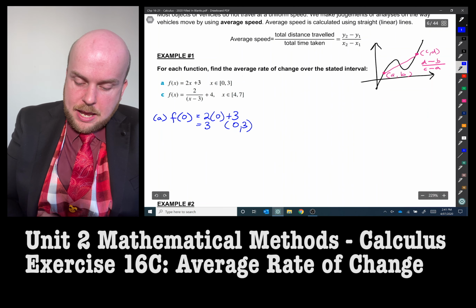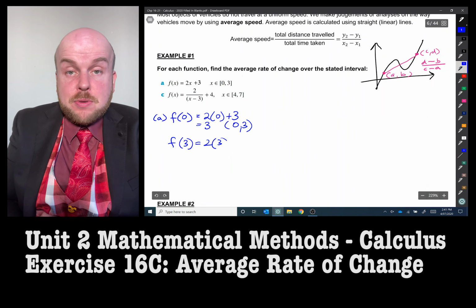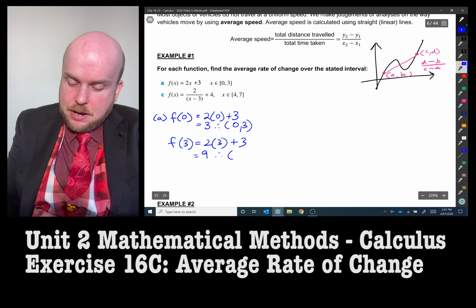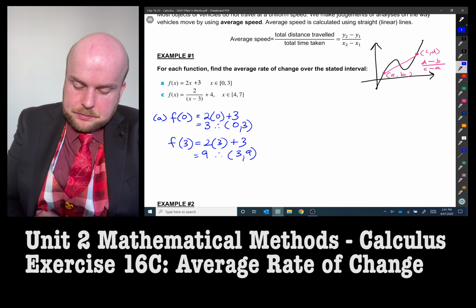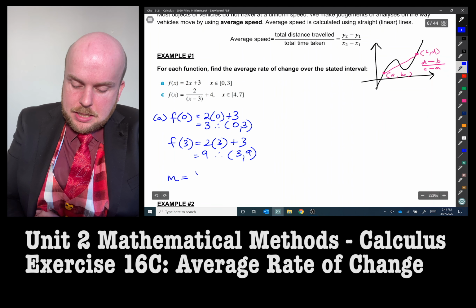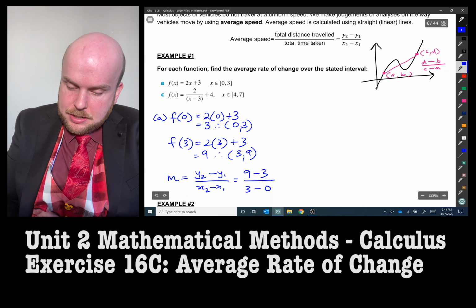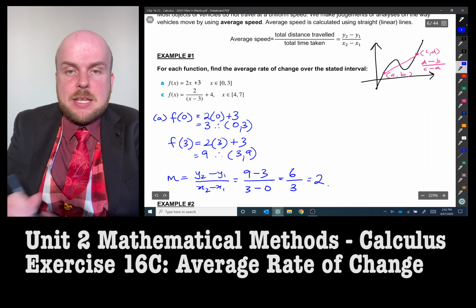And then for f of 3, 2 times 3 plus 3. 2 times 3 is 6. 6 plus 3 is 9. So therefore, we have got our next coordinate, 3, 9. So the average rate of change for this one is going to be 9 take away 3 over 3 take away 0. 9 take away 3 is 6. 3 take away 0 is 3. 6 divided by 3 is 2.